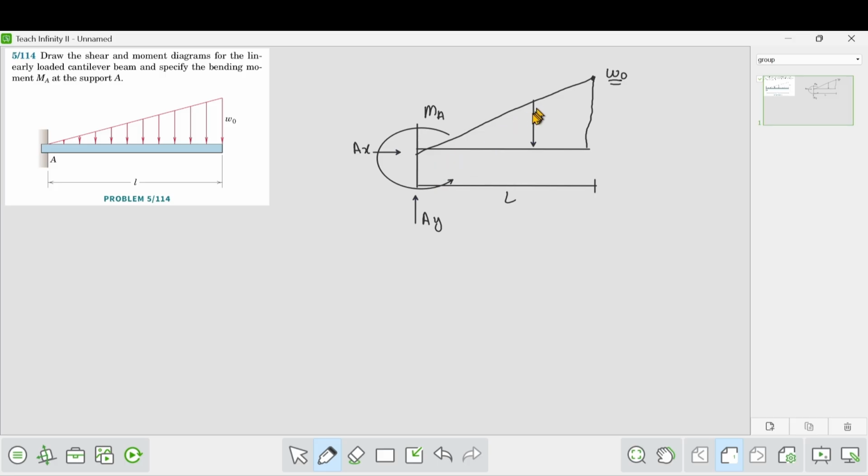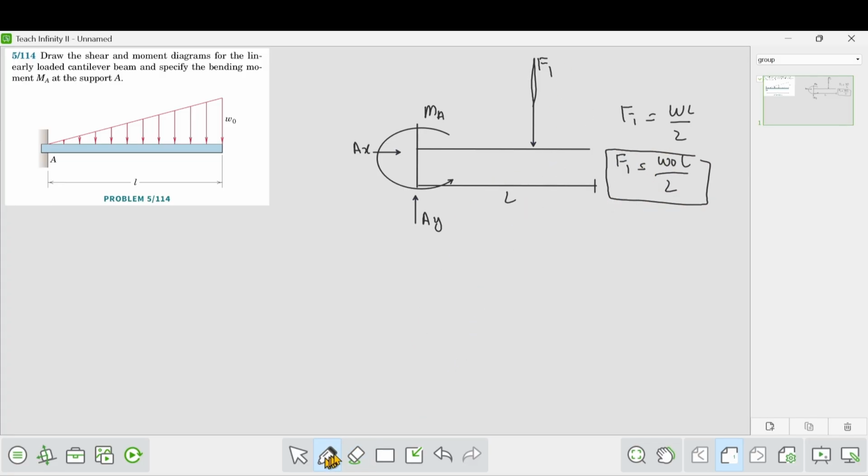First we need to find the resultant of this UVL load. The resultant of this UVL load is F1. F1 equals W L divided by 2, where W is omega naught and L is the length. So F1, the accumulation of all this load, is omega naught L divided by 2.